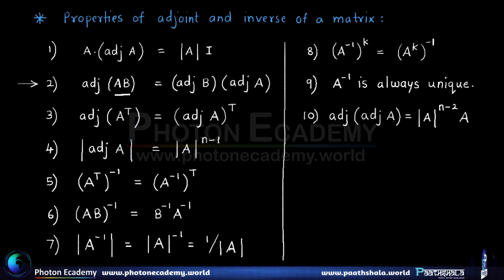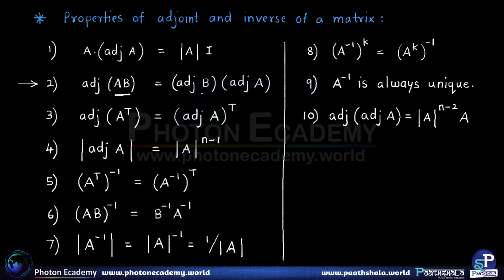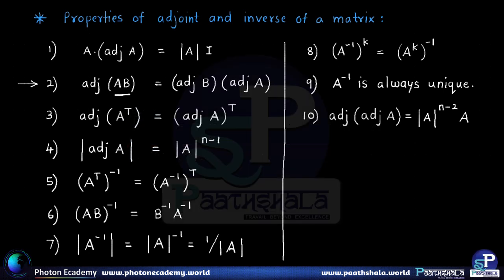Now moving ahead, we have the third property, that is adjoint of A transpose is equal to adjoint of A whole transpose. That means you can first take the transpose and then take the adjoint, or that is equivalent to taking the adjoint first and then taking its transpose. Moving on, the fourth property is determinant of adjoint is equal to determinant of A raised to n minus 1, where n is nothing but the order of the matrix.